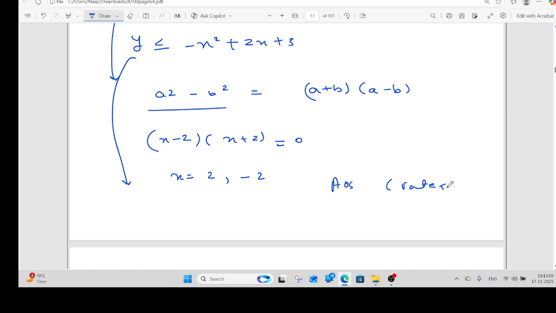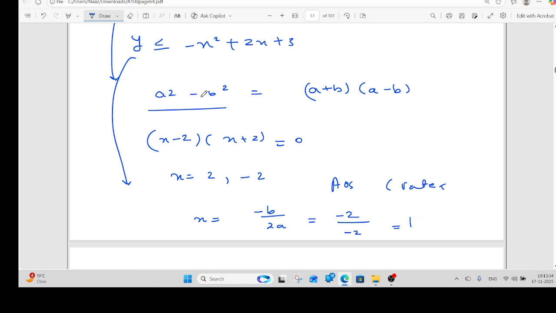So for that, the formula to find the x coordinate of the vertex is minus b over 2a, right? So b is 2, so minus 2 over 2a. 2 times a is negative 1, so this will become negative 2. So my x coordinate of the vertex is 1. Now I plug this into my equation.